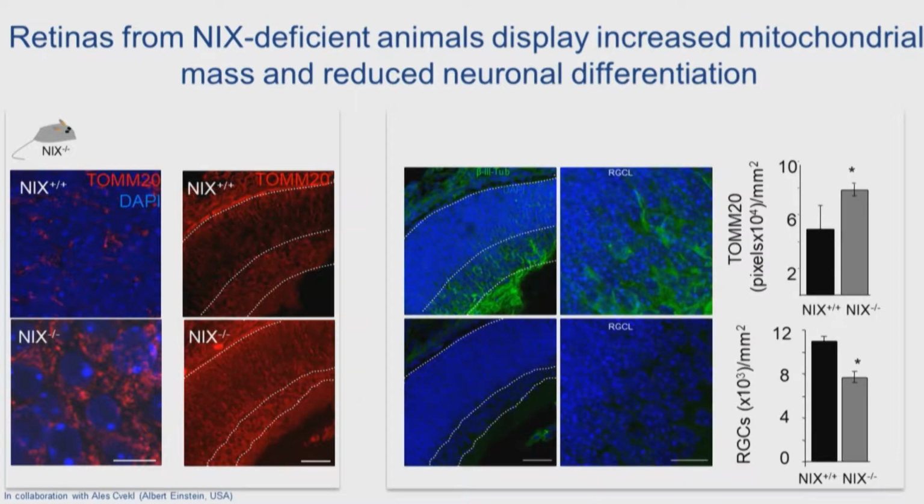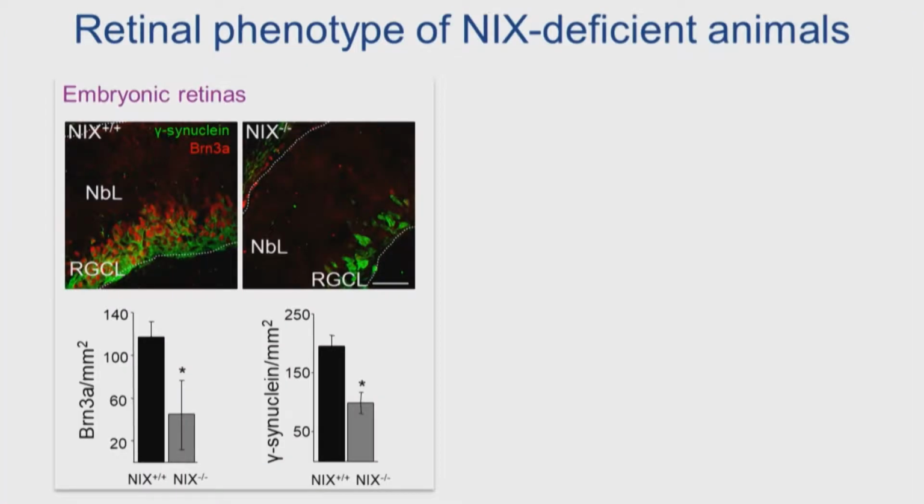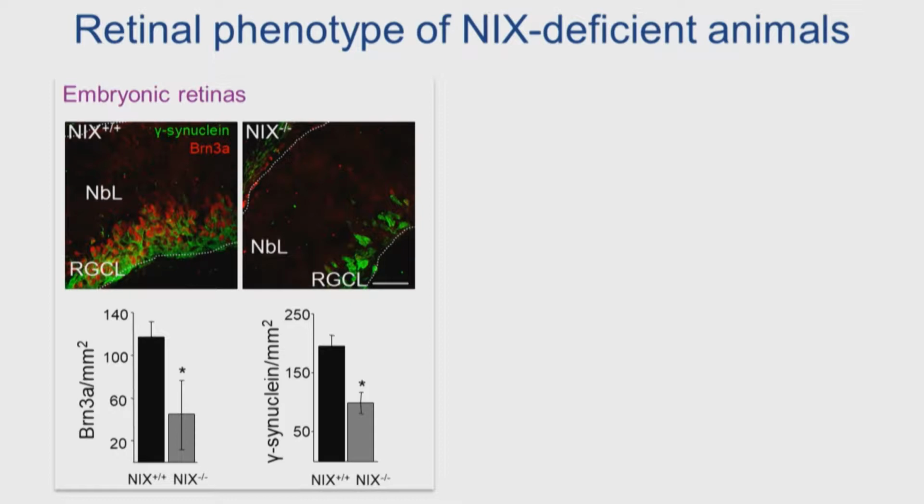And again, we had a defect in the neurogenesis. So this is retinal sections stained by beta3 tubulin, showing a massive decrease in the number of retinal ganglion cells, also stained here with Brn3a and gamma-synuclein, two specific markers for retinal ganglion cells. You can see there was a massive decrease in the number of retinal ganglion cells.